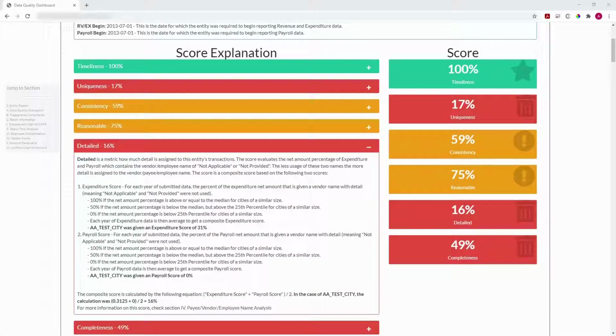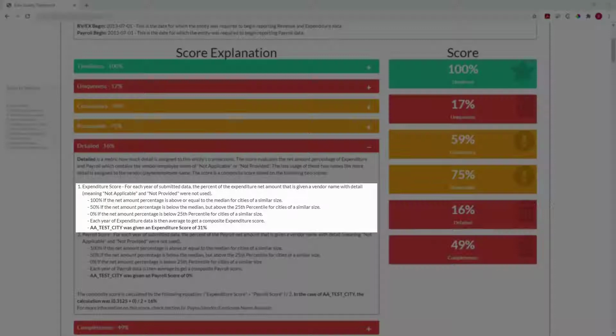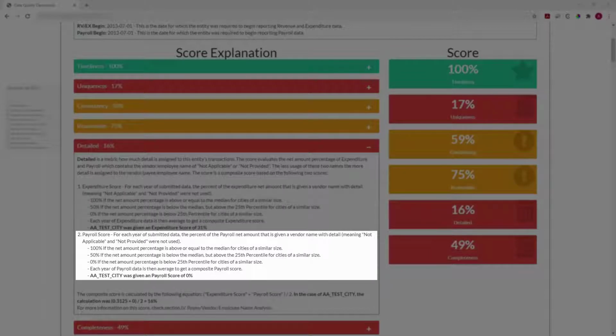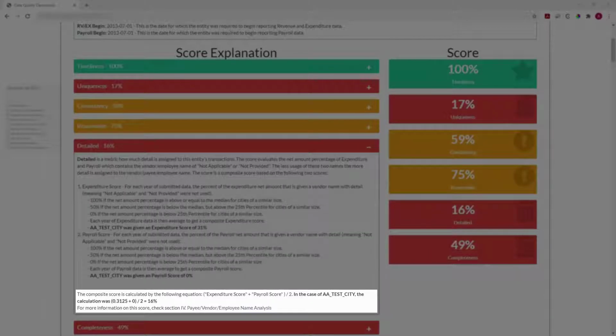Let's review the Data Quality Dashboard Detailed Score. The detailed score is a way to measure that there is a sufficient amount of detail given to the vendor and employee names in data submitted to Transparent Utah. We check both the expenditure transactions and the payroll transactions to generate a composite score.